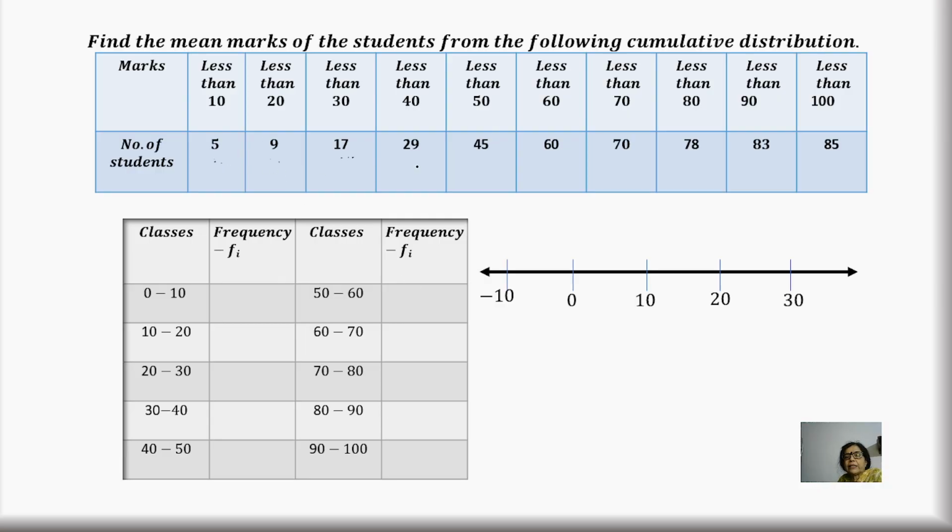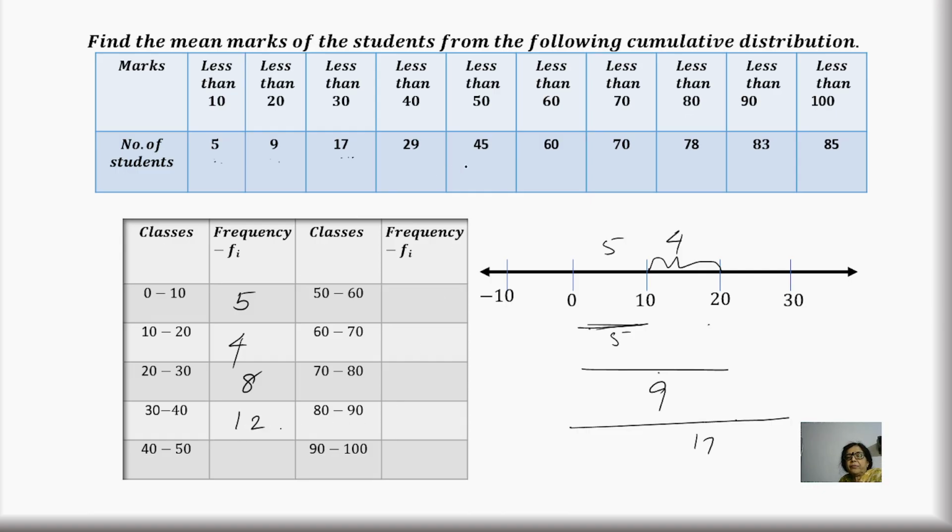Now next what we do is, this is less than 10, that means 5. This is 5. And less than 20 is 9. So if I have to write down between 10 to 20, it will be 9 minus 5, that is 4. 0 to 10 is already given as 5, so we'll put here 5. This is 4. Then next one is less than 30, that is 17. Total from 0 to 20 it is 9, so 17 minus 9, that is 8. Next one again we have here 29 minus 17, that will give us 12.